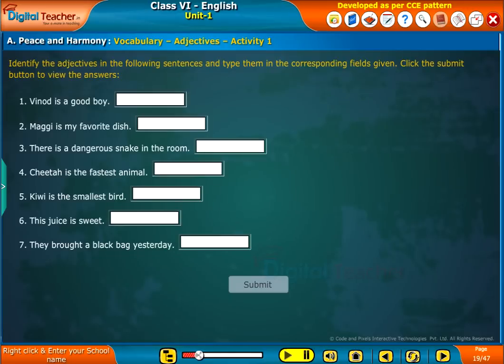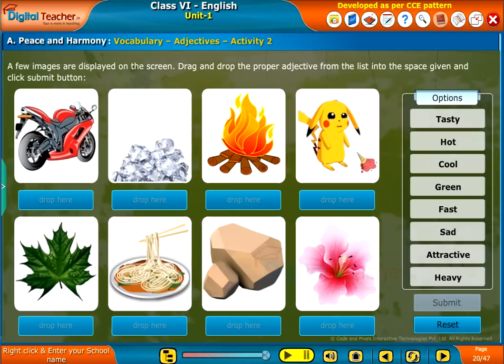Identify the adjectives in the following sentences and type them in the corresponding fields given. Click the Submit button to view the answers. Let us do another interesting activity. A few images are displayed on the screen. Drag and drop the proper adjective from the list into the space given and click Submit button.